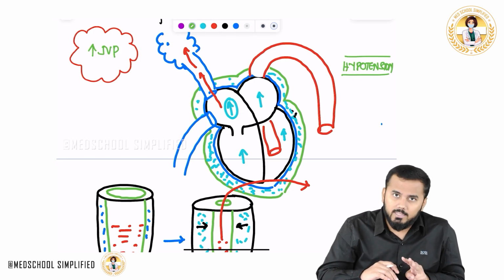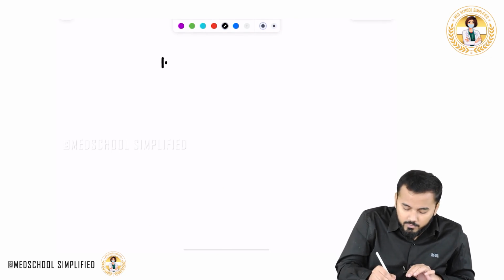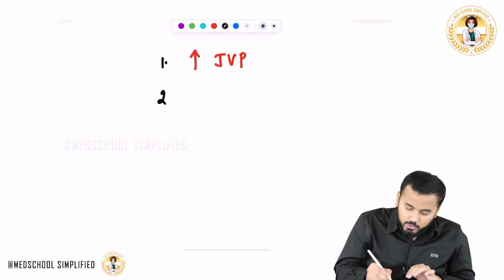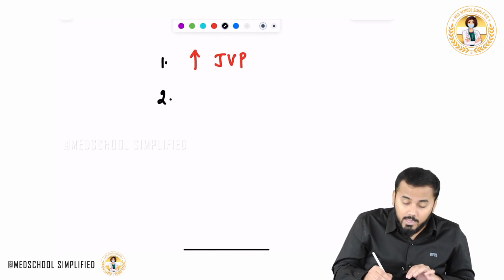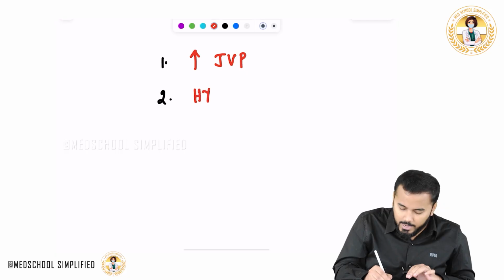So three important things you can see here. What are those three important things, guys? The first one is a raised jugular venous pressure. The second one which you can see over here is hypotension in the patient.